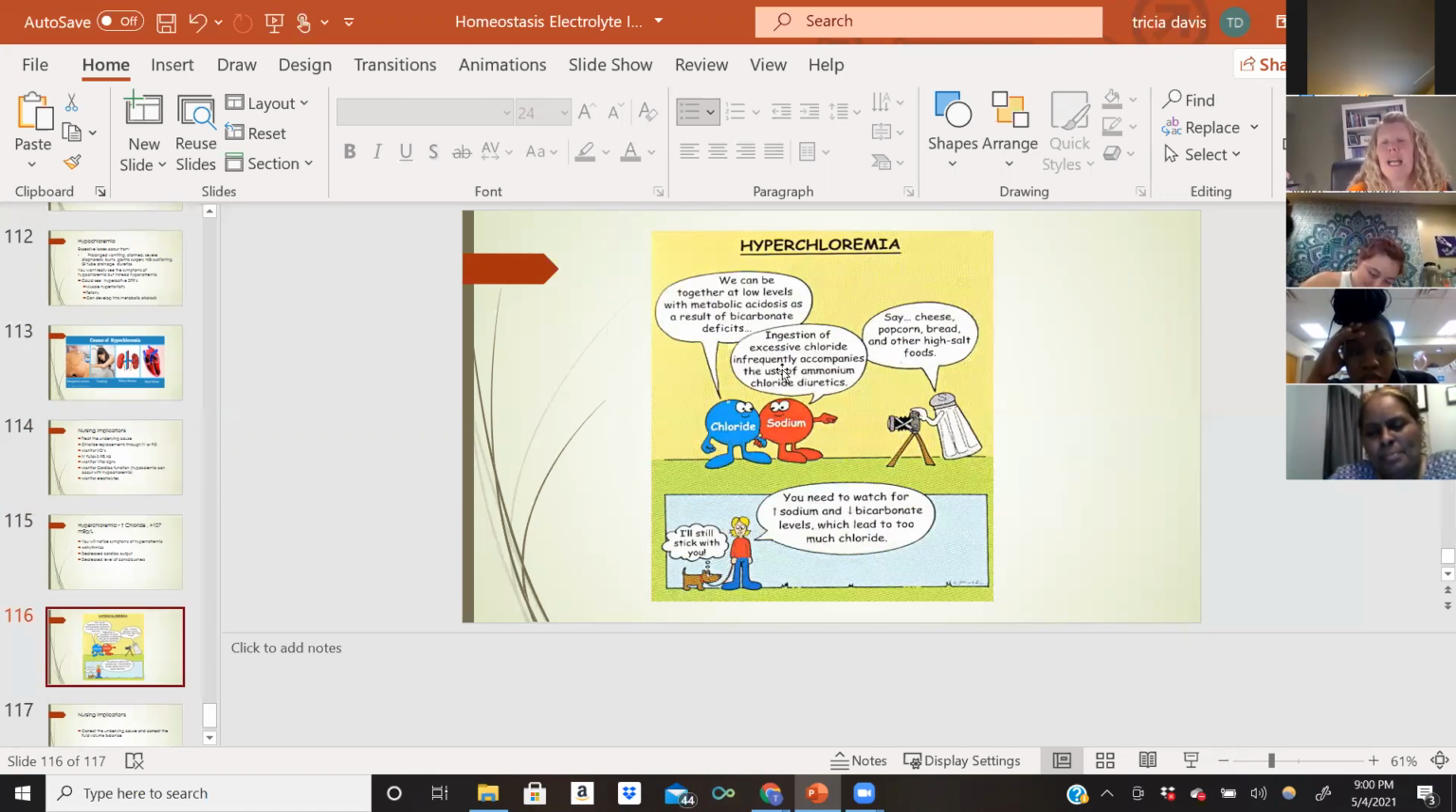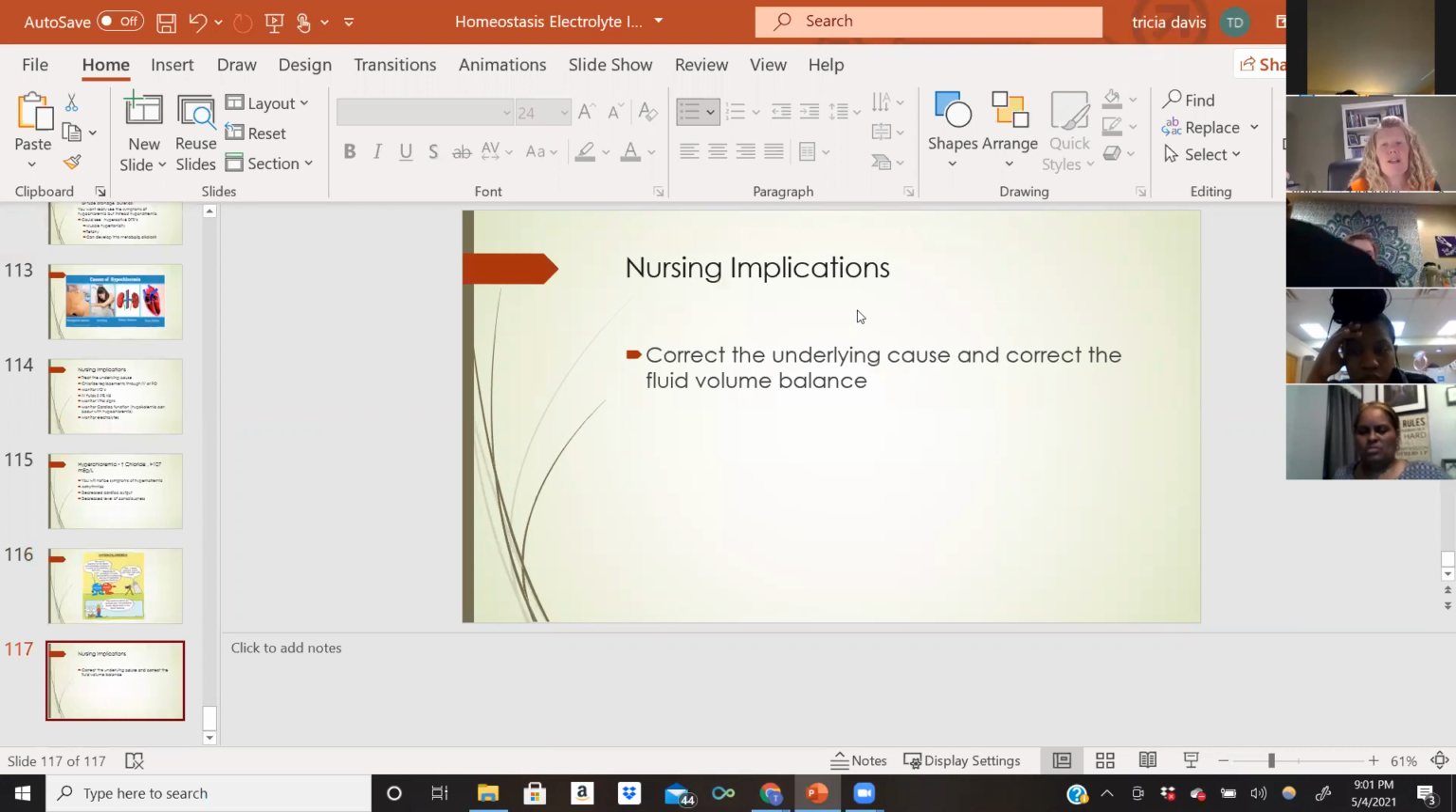Ingestion of excessive chloride infrequently accompanies the use of ammonium chloride, diuretics. So there we are, sodium and chloride go together. Say cheese, popcorn, bread, and other high salt foods. So we need to watch for increased sodium and decreased bicarbonate levels, which lead to too much chloride. Because remember we said chloride and bicarbonate are inverse of each other. Nursing implications, we want to correct the underlying cause and then correct the fluid volume balance.